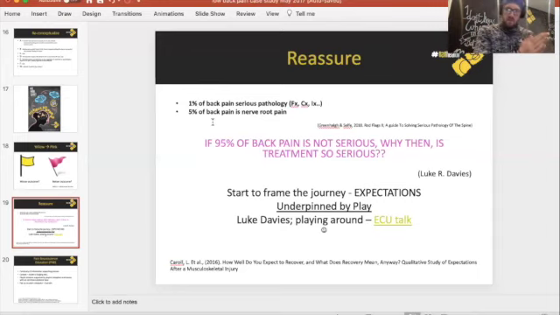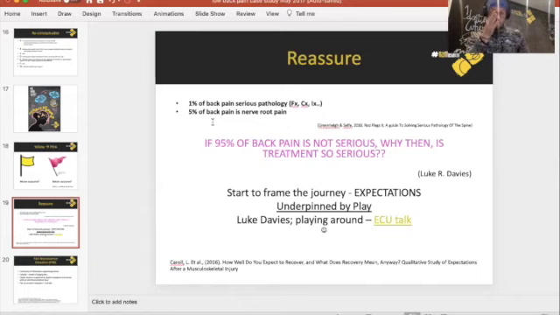But once we've done that, that leaves us with 95% of back pain. That is not serious pathology. It's not neuropathic. So why then is it treated so seriously if we are then working with a non-specific, complex, multifaceted phenomenon that is going to be an individual experience for that person?